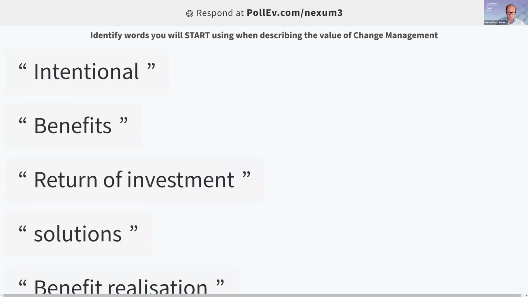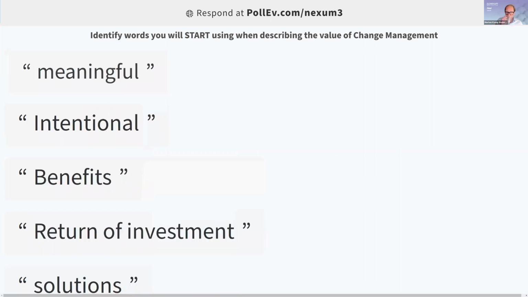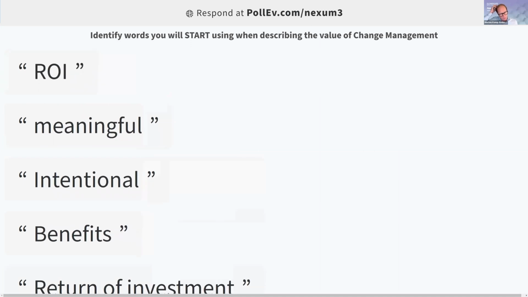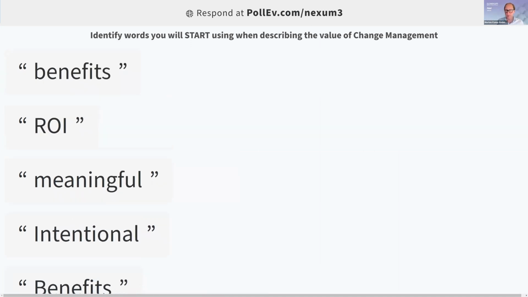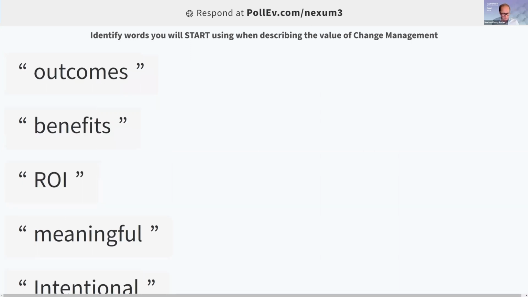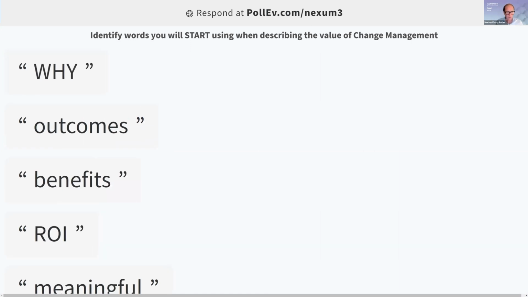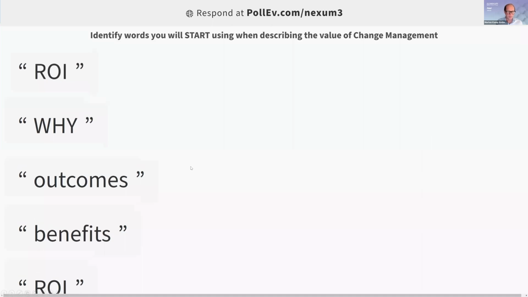Intentional, yes. Meaningful, especially for many people managers. They would like for something to be meaningful, so they can communicate that and they know that it will be meaningful for their direct reports. Okay, perfect. Why? Yes, I love that it is in capital. Thanks. So I will move on.